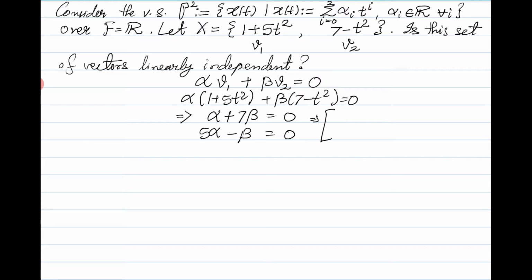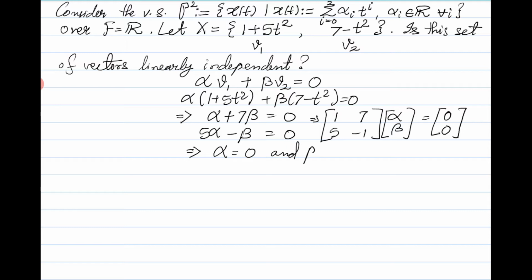If you solve this, we are essentially solving the matrix with rows 1, 7 and 5, minus 1, multiplied by alpha and beta, equal to 0, 0. If we solve this, the only solution this system has is alpha equal to 0 and beta equal to 0. So V1 and V2 are linearly independent.